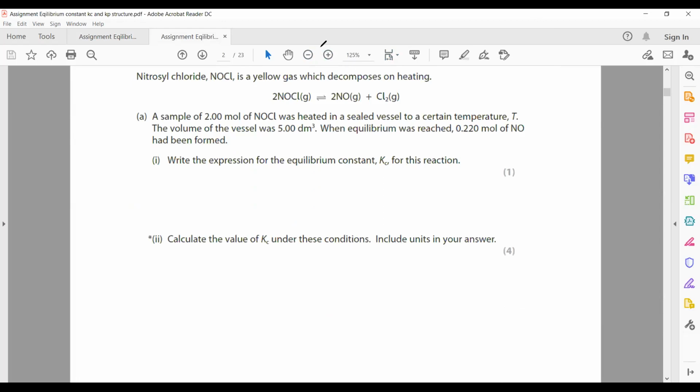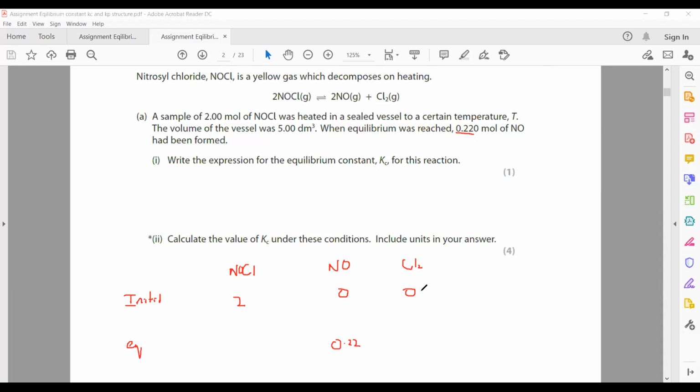First we should know the moles at equilibrium. If I write this equation, NOCl, NO and Cl2. How many moles are there in the beginning, the initial number of moles? A sample of 2 moles of NOCl, so originally 2 moles, heated in a sealed vessel. Originally there was no product. But when equilibrium was reached, how many moles? 0.22 moles of NO were there.